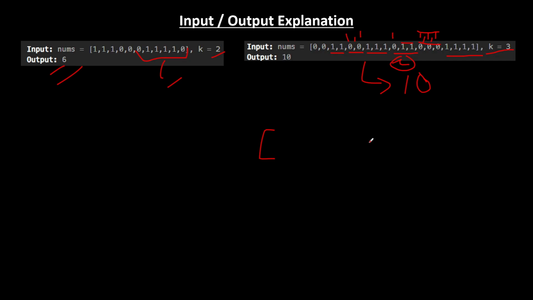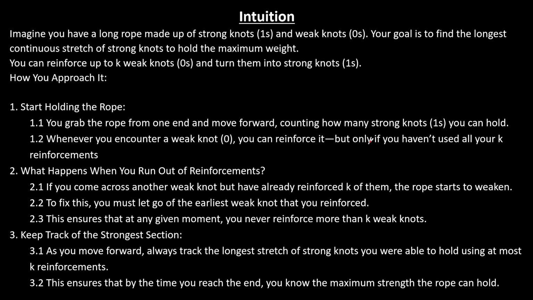Now let's move to the next slide. To understand what the problem is asking, we should build up an intuition for the problem, right? Okay, now let's take the example of this rope, right? Imagine you have a long rope made up of strong knots and weak knots, zeros, and your goal is to find the longest continuous stretch of strong knots to hold the maximum weight. Fine. And you can reinforce up to k weak knots and turn them into strong knots.